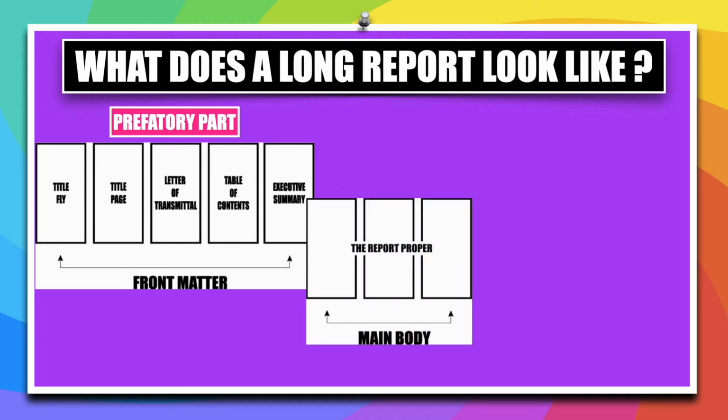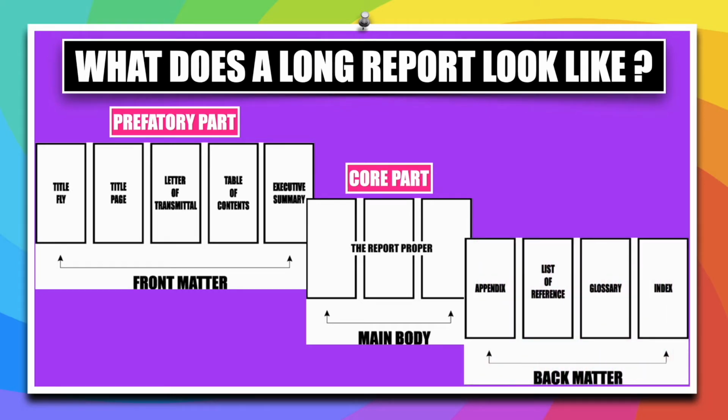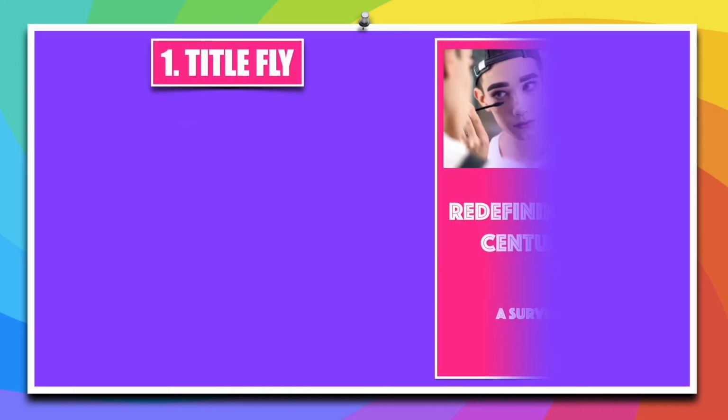In the middle comes the main body. This is the core part of the report, and it ends with the back matter, which is also known as the appended part. The word appended should remind you of the vestigial organ, the appendix. Whether it is there in the body or it is removed, the body can function well without it. In this session, I'll be looking at only the prefatory part, starting with the title fly.